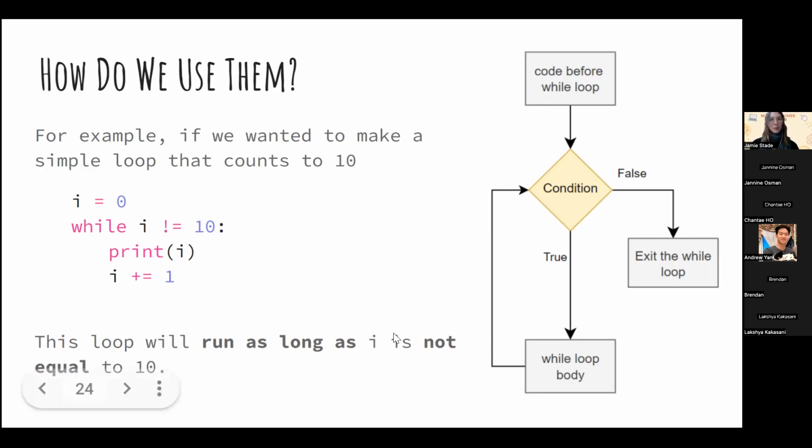So this loop will continue to run and continue to print whatever value I is equal to, as long as it is not 10. So we'll go through and first print 0, then print 1, and then all the way up to 9, and then it will add 1 more, and then it will check again if I is equal to 10, and since this time it will be equal to 10, it will exit the loop.